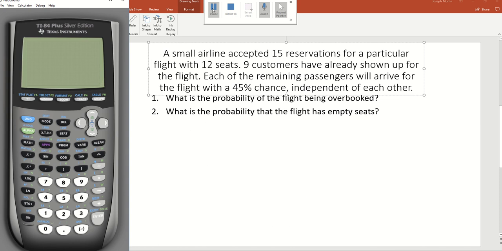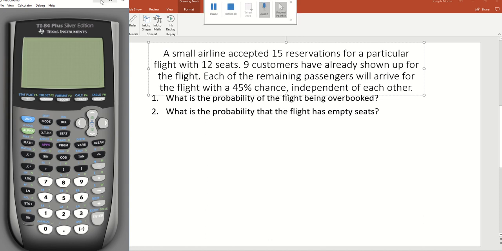So the idea is that 9 customers have already shown up, and based on that, we know that the remaining passengers each have a probability of 0.45 of showing up. So we want to figure out, based on that, what's the probability that the flight is going to be overbooked.